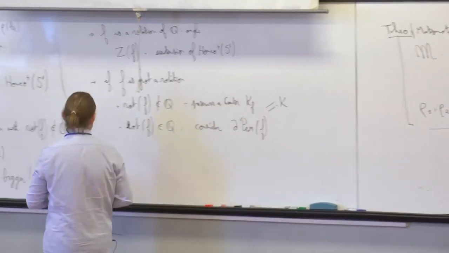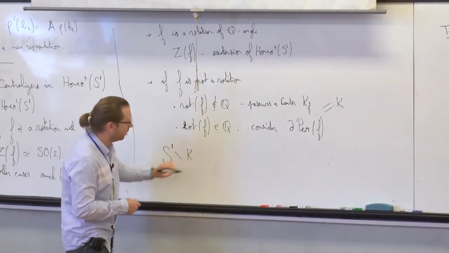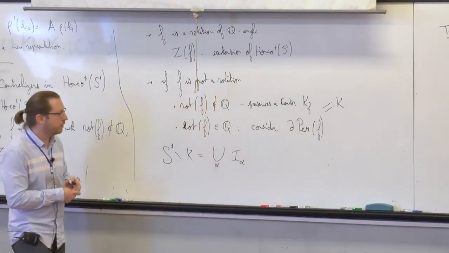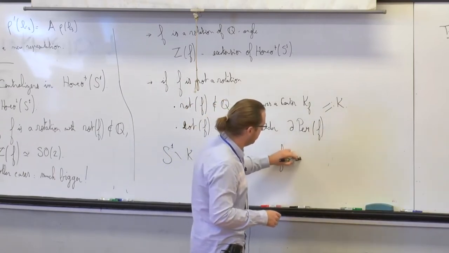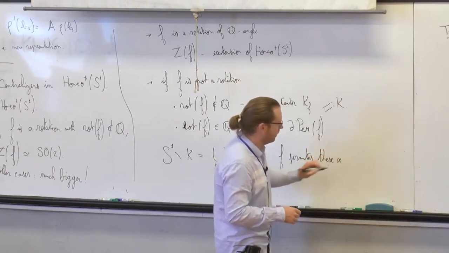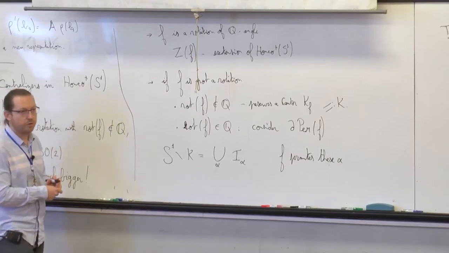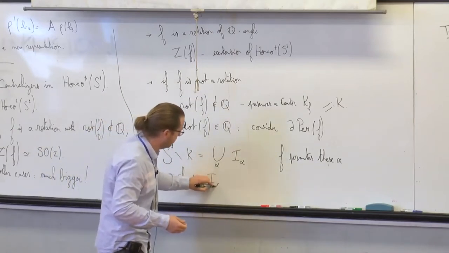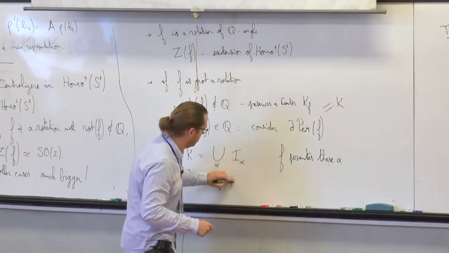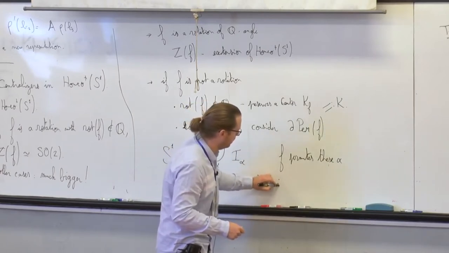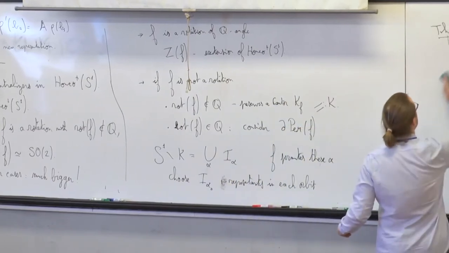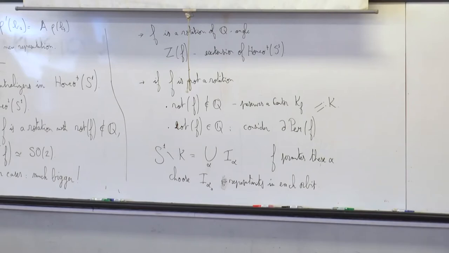And so what I can do is consider the circle, and I remove K. And this is a union of intervals, and F permutes these intervals. And so I'm going to choose a representative for each orbit. And then I'm going to define some map from that interval to itself, and use the map F to extend it everywhere.